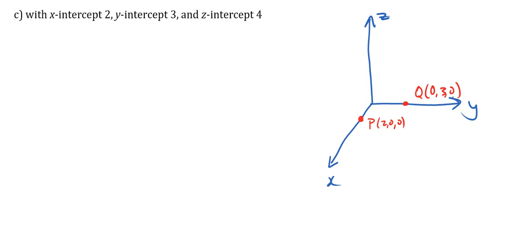So intercepts are a little bit different, a little bit more interesting in 3 space because both x and z have to be 0 to be the y-intercept. And I'll call this one, how about R, for 0, 0, 4.